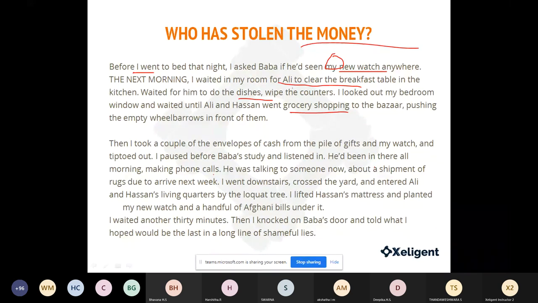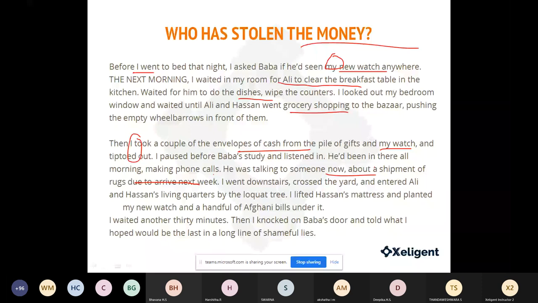Okay, and next, second paragraph, then I took a couple of envelopes of cash. So I represents again the narrator. We don't know who the narrator is here. Now the narrator is taking the envelopes having cash from the pile of gifts and my watch. So he's taking both the things, cash and his watch, and tiptoed out. I passed before Baba's study and listened. So now the narrator is crossing his Baba's study room, and he is listening to what he's doing actually. So Baba is making a lot of phone calls, and he was talking to someone now about a shipment of drugs due to arrive next week. So he is inquiring about his business.